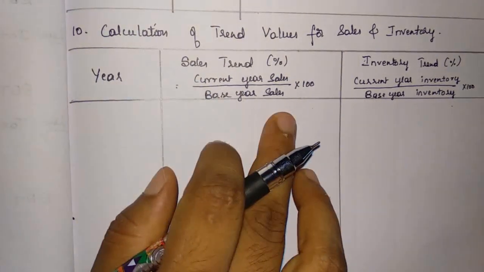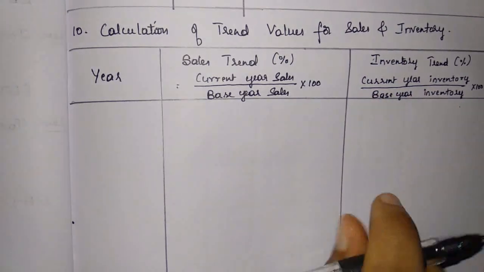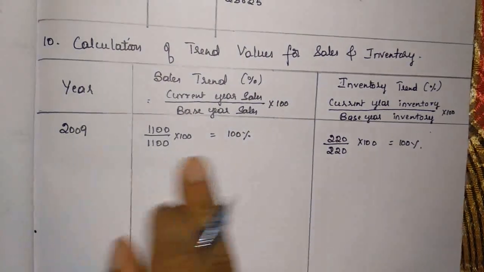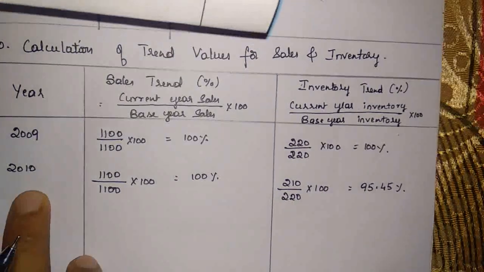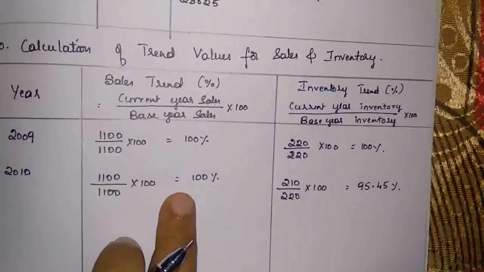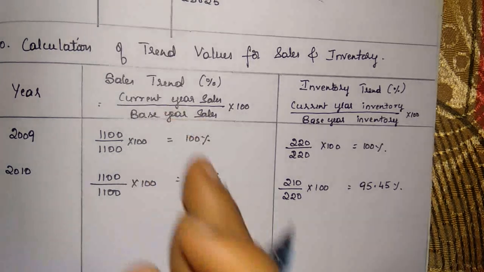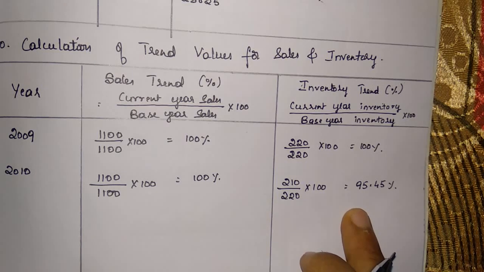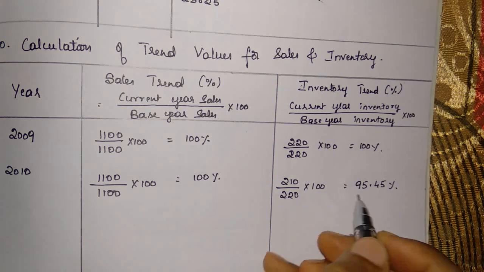Sales trend: current year sales divided by base year sales. Base year sales will be of 2009. Inventory trend percentage: current year inventory divided by base year inventory into 100. For inventory also the base year is 2009. For 2009, trend value is 100% because that is only the base year. For 2010, 1100 is the sales and the base year value is also 1100, so there is no change. That's why we got 100% only. The base year value and the current year value are the same. There is no change in sales from the base year to the current year. Whereas in inventory, there is a reduction in inventory maintenance, that is 210. In the base year it was 220. There is a reduction.